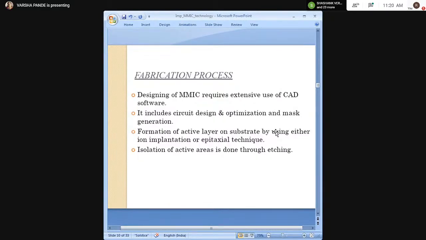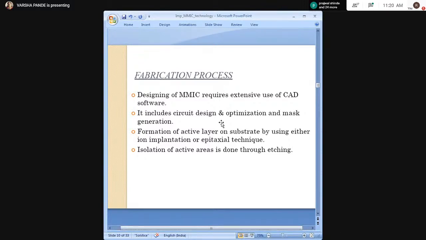Then the fabrication process. Directly, any circuit can't be fabricated. Initially that circuit should be designed. That circuit may be an analog circuit. Nowadays, in earlier days the circuits were designed by using bipolar junction transistors, but nowadays all the circuits are designed by using field effect transistors. That analog circuit is directly fabricated by using the fabrication process, because here you can fabricate the capacitor, inductor, resistor, and different types of field effect transistors.